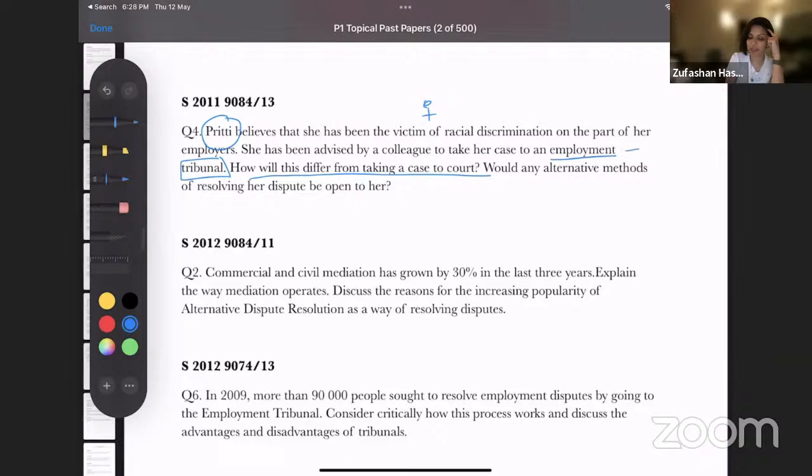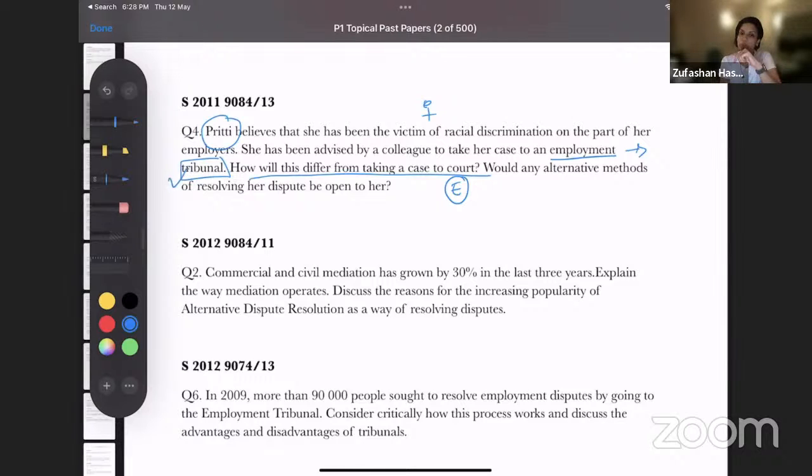So over here, you will explain the workings of the employment tribunal, right? And appeal tribunal. You explain the whole process for this person. Once you explain that, the evaluation starts when they ask you, how is this different? When they say this, they mean the tribunal system. And how is that different from going to court?